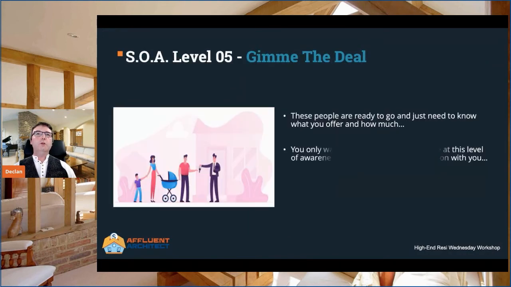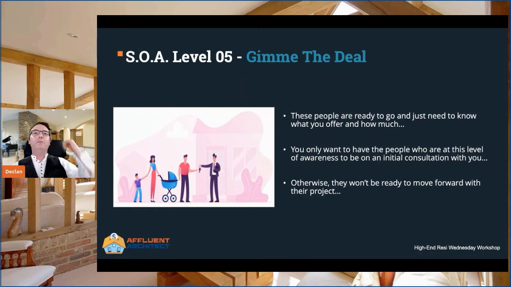Which brings me to the last part of the spectrum, which is gimme a deal. And these people are ready to go with their project and just need to know what you offer. And it's only people who are at this level of awareness that we want to be speaking to on an initial consultation. If they aren't here, then they aren't ready to proceed with their project.